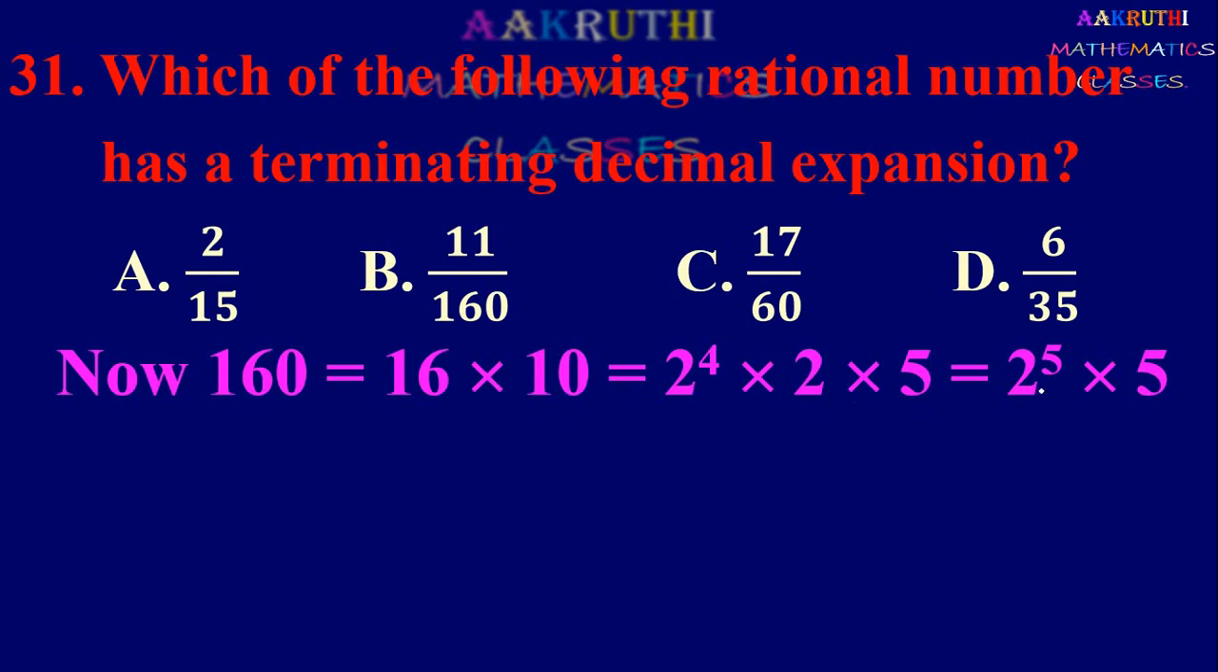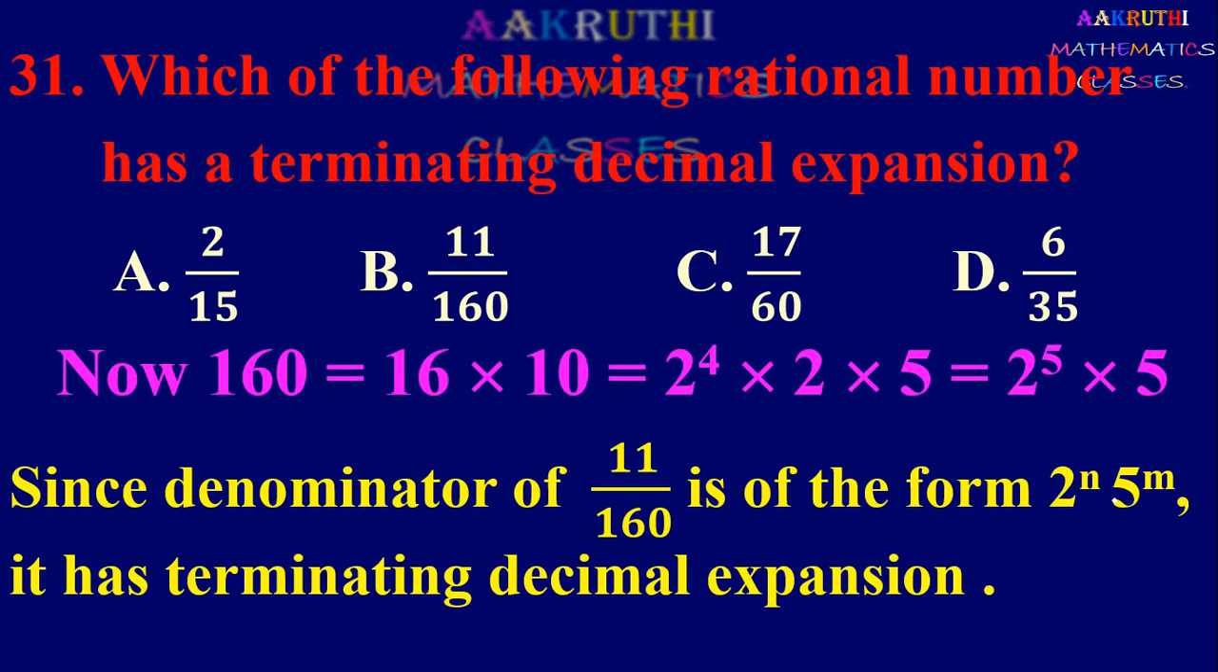So therefore 160 can be written as 2 to the power 5 into 5. Therefore here the denominator is of the form 2 to the power n into 5 to the power m. Therefore 11 by 160 has a terminating decimal expansion. And here 60 cannot be written in the form of 2 to the power n into 5 to the power m, and 35 cannot be written in the form of 2 to the power n into 5 to the power m. So therefore the only correct option is option B, that is 11 by 160 has terminating decimal expansion.